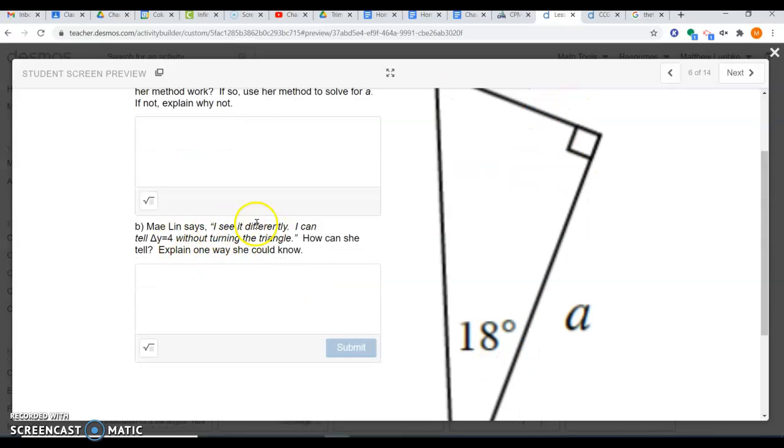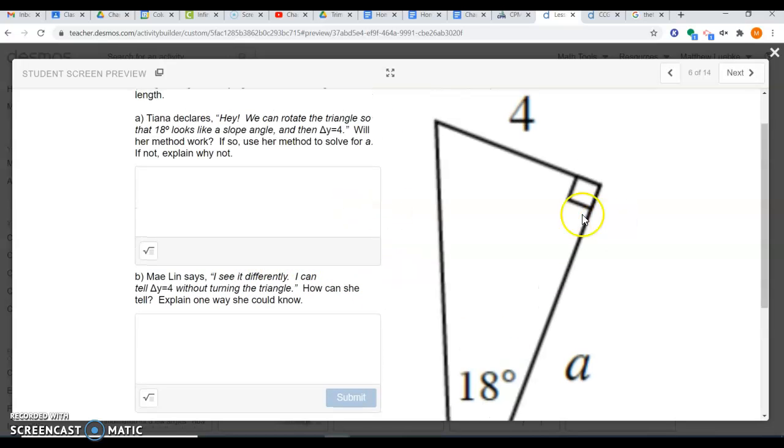Mei Ling says she sees it differently. She says, I can tell the change in y is 4 without even moving this triangle. And you can say, okay, I think I can see that. How is she seeing that? How can she make that judgment call that that's the change in y? Explain how you see it.